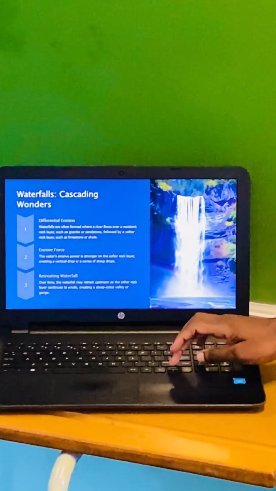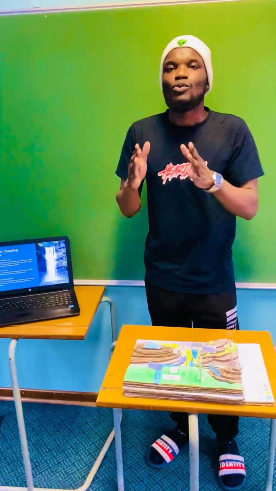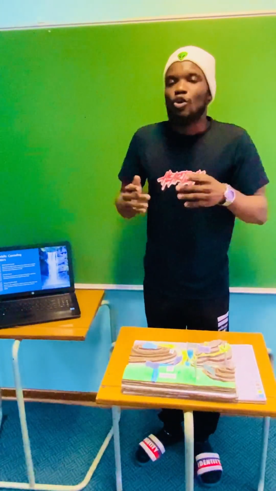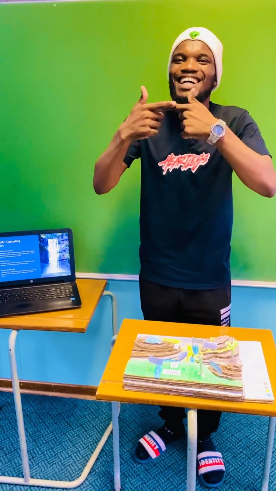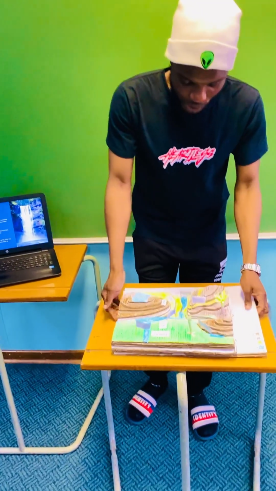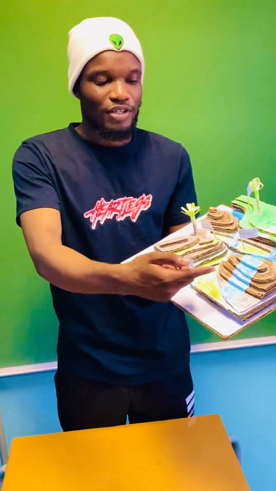Okay, so let's talk about waterfalls. One thing that is important with waterfalls is that the contour lines that represent a waterfall are touching. That's the most important part about contour lines with regards to waterfalls. They are touching, right? You can see here.